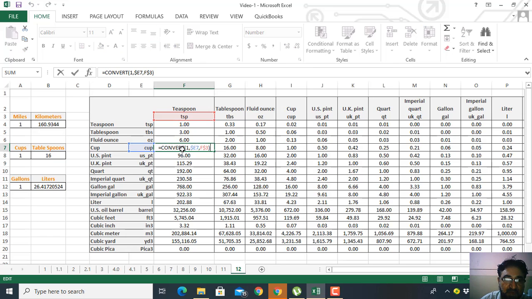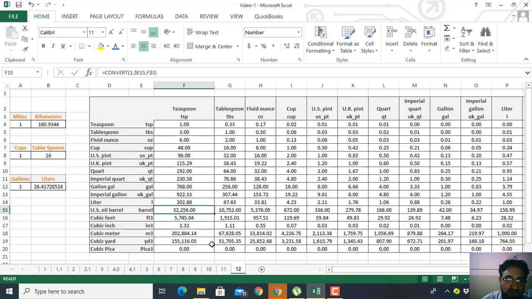The same is the whole sheet. Convert 1 cup to teaspoon, 48 teaspoons. Convert 1 US pint to teaspoon, 96 teaspoons are required. And UK pint, 192 teaspoons required. UK quart required 230 teaspoons. If we convert a gallon to teaspoon, it will be 768 teaspoons. UK gallon 922 teaspoons. Liter 202 teaspoons.